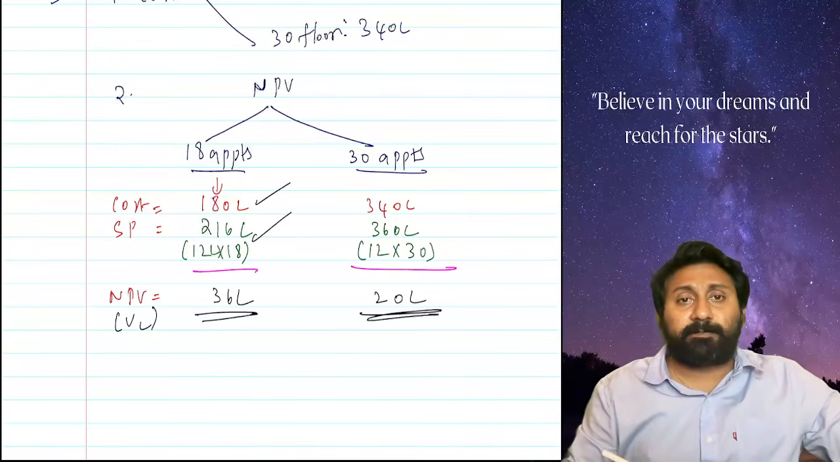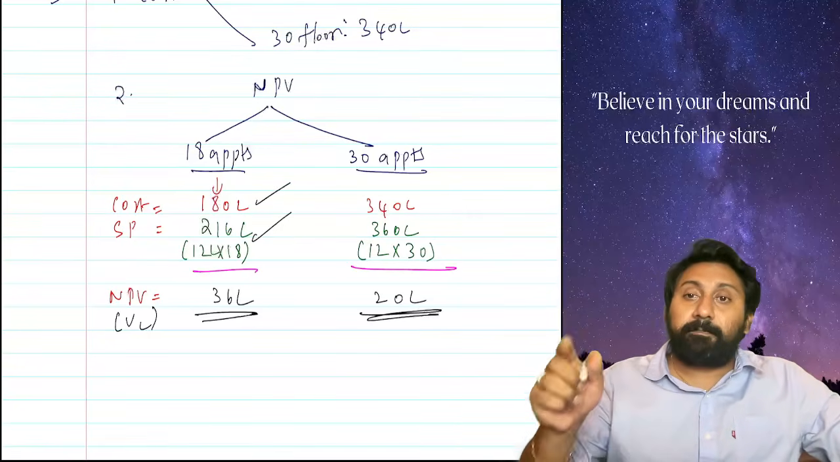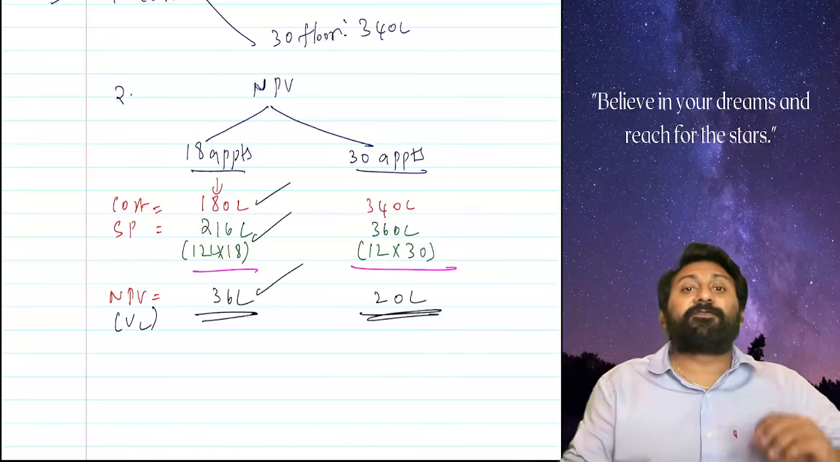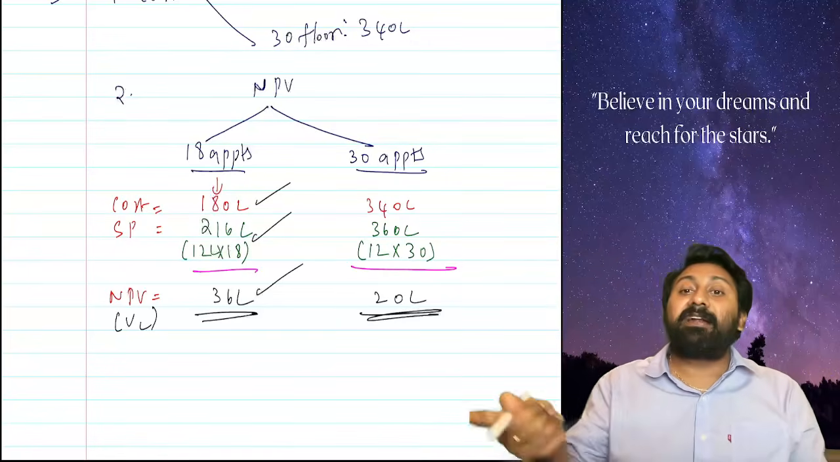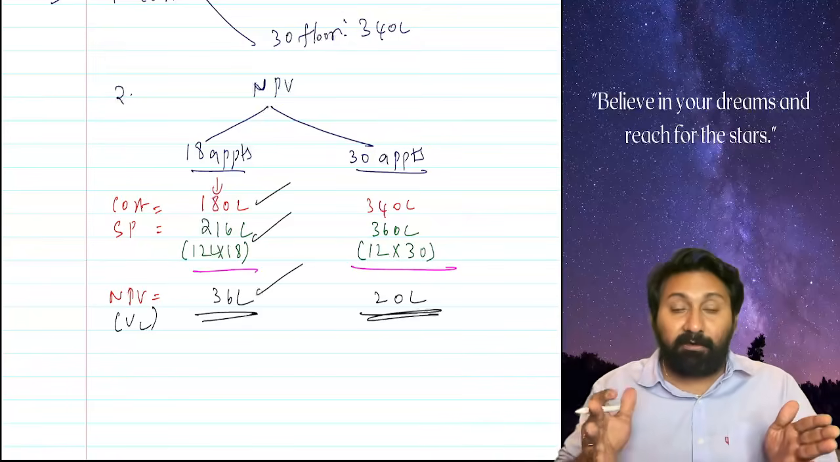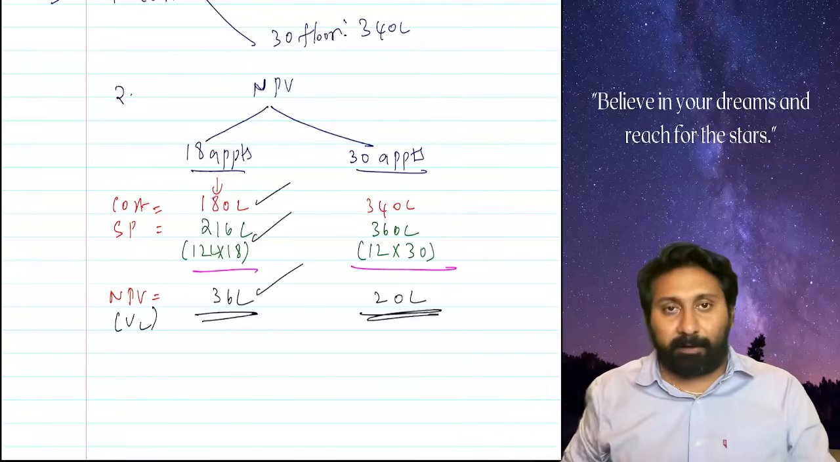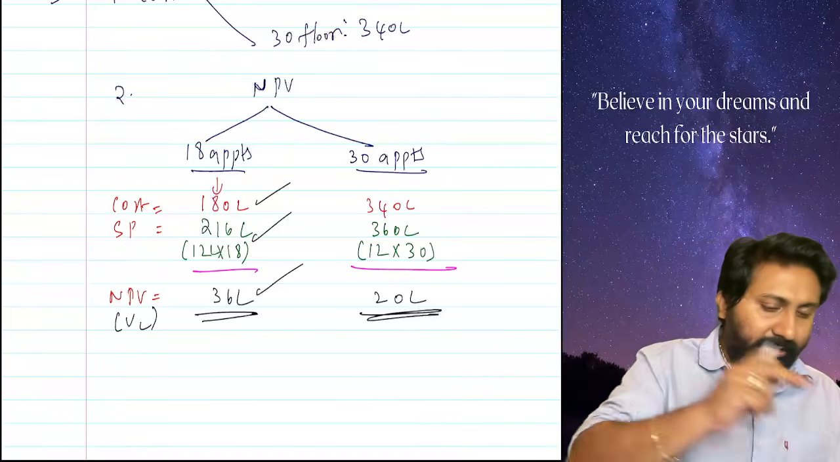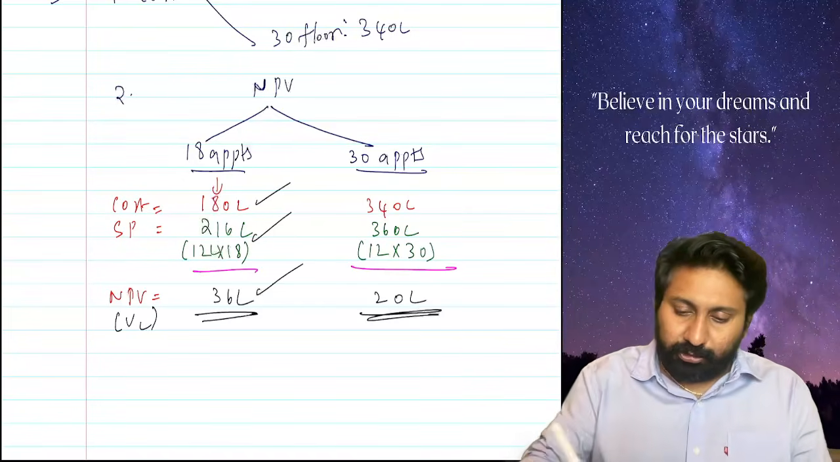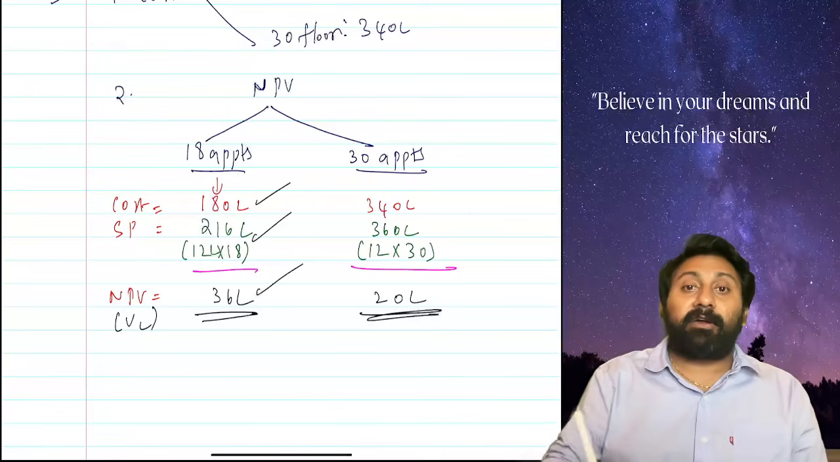What is the cost of this particular asset? 180. What is the net benefit you are getting? 36. Therefore, the 36 we call it as a value of a land. That means a land which is worth 36 lakh, if you have, you can construct apartments, 18 apartments. Okay, that's the point. Now listen carefully to the point. See here. Next issue. Second. Next one, you are getting 20.